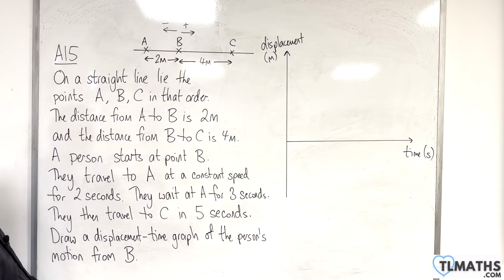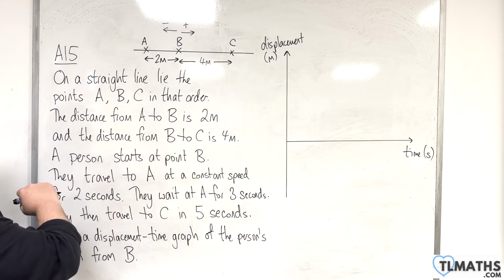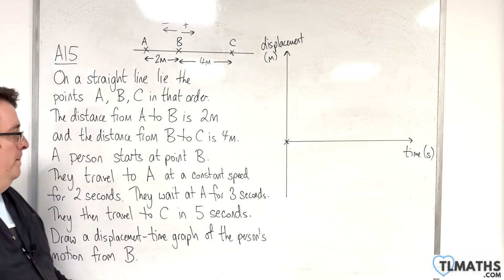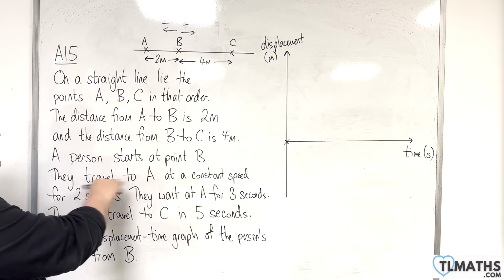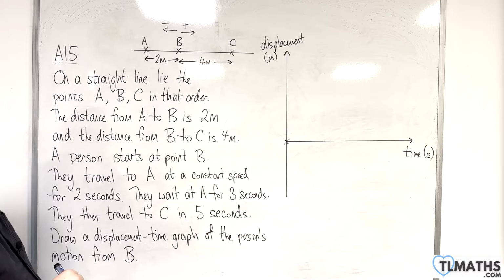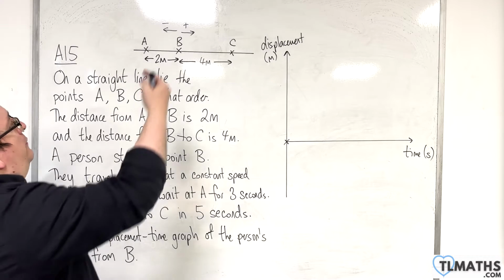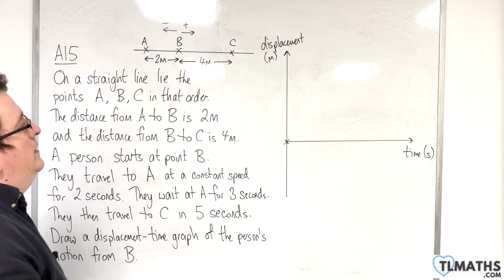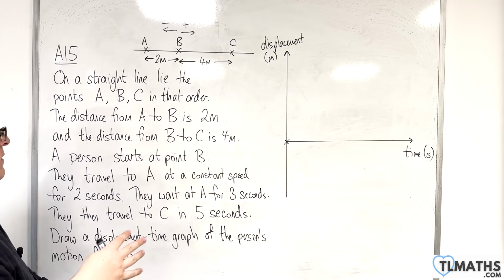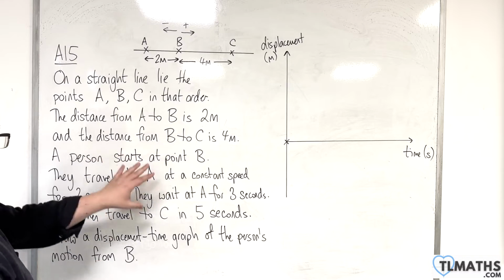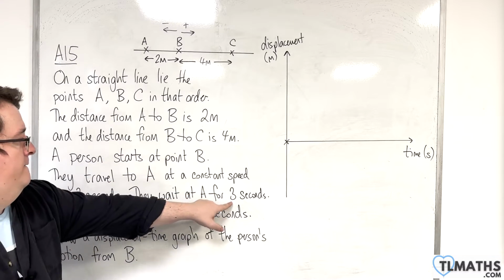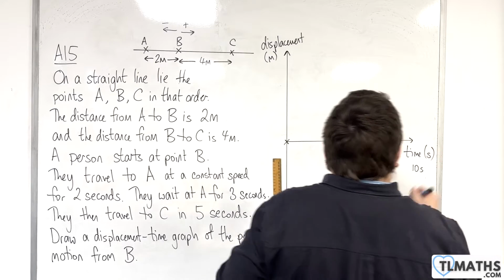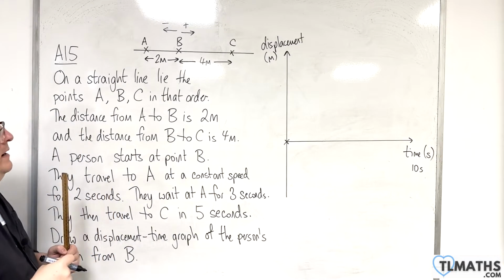So it starts off, a person starts at point B, so they start off with 0 displacement. They then travel to A at a constant speed for 2 seconds. So they travel 2 meters to the left in 2 seconds. Now, just so I know I'm not going to go over my axes, how much time have we got in total? We've got 2, 5, 10. So this has got to be up to about 10 seconds. Okay, I think I can work with that.